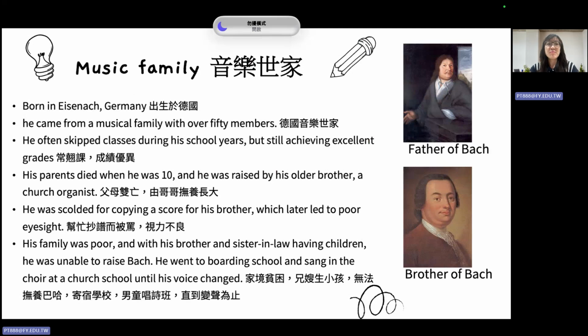And he was born in a music family. There are many family members who are musicians. He came from a musical family with over 50 members, all musicians. But Bach often skipped classes during his school years, but he still achieved excellent grades.